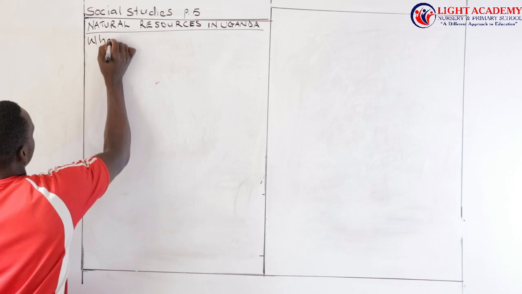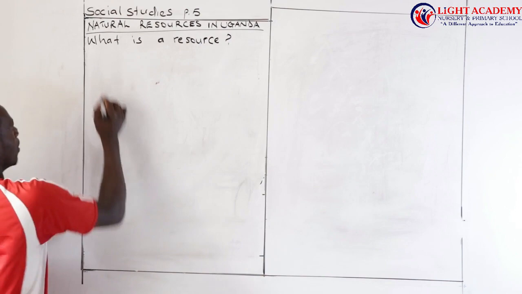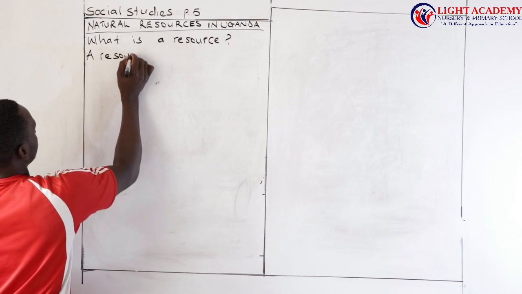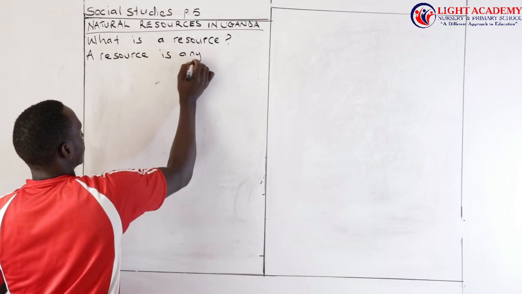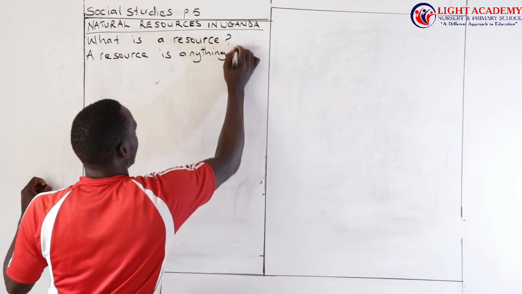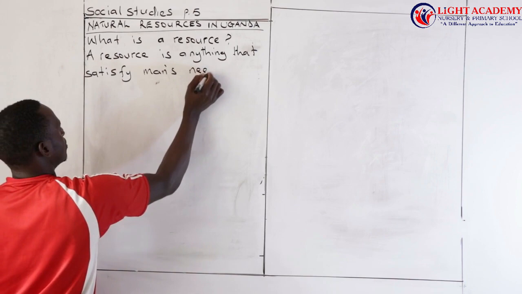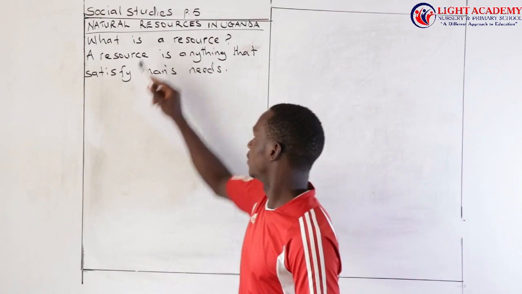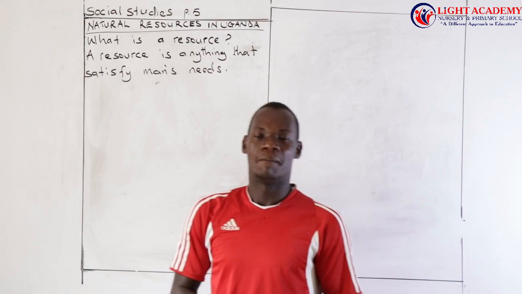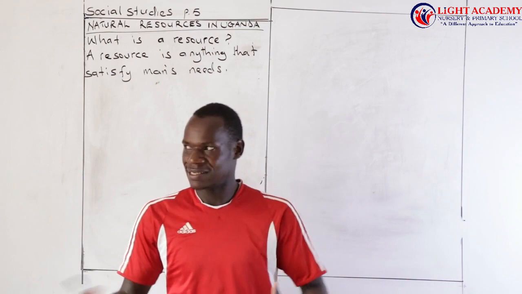What is a resource? A resource is anything used, or anything that satisfies my needs. We can define it as a resource. A resource is anything that satisfies man's needs. You can repeat after me: a resource is anything that satisfies man's needs. Anything that can satisfy your need is what we call a resource.